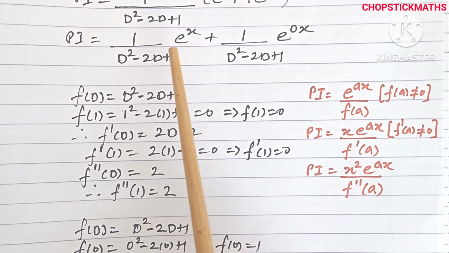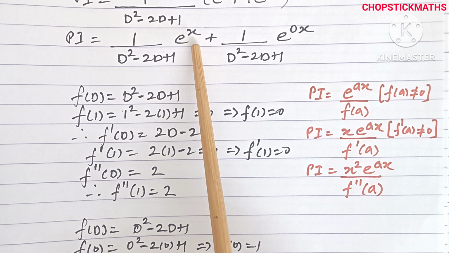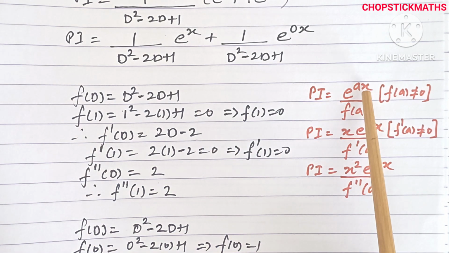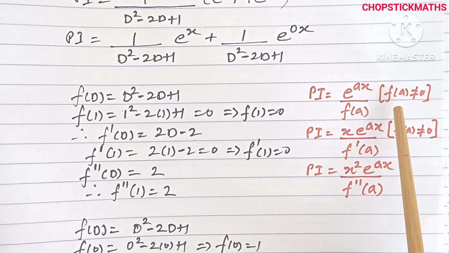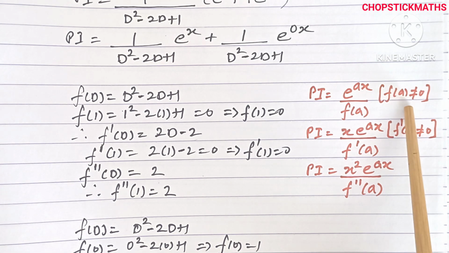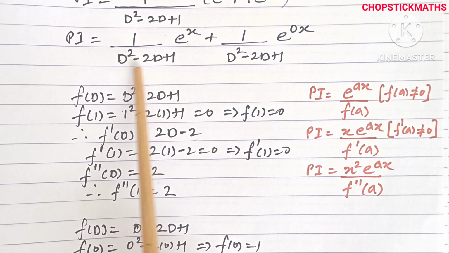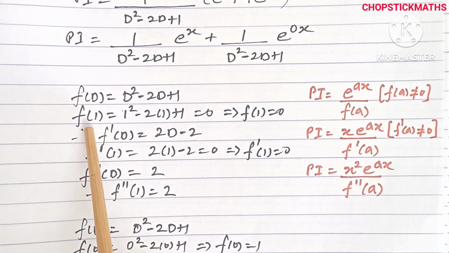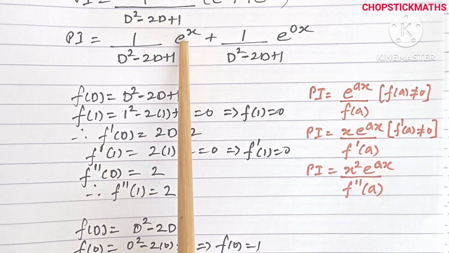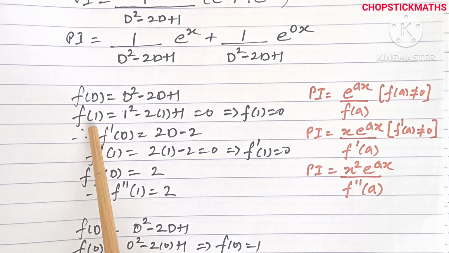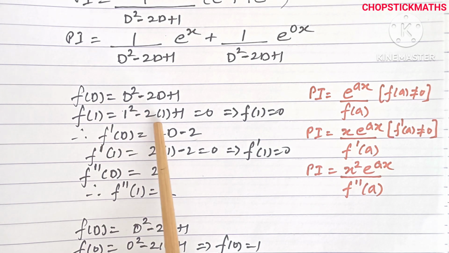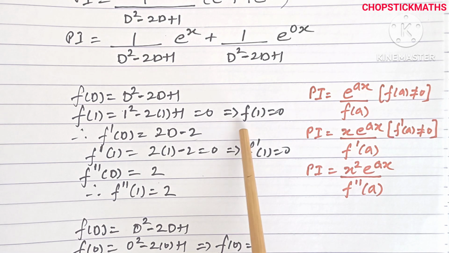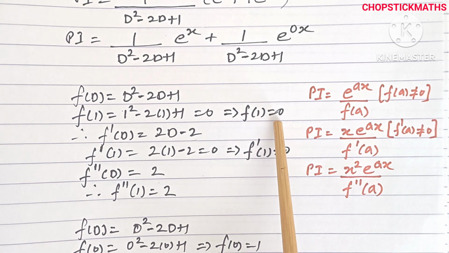Now, since the function here is e raised to x type, we can use the formula particular integral is e raised to ax upon f of a, provided f of a is not equal to 0. So, this is f of d, which is d square minus 2d plus 1. Therefore, f of 1, as a is 1 here. So, f of 1 is 1 square minus 2 into 1 plus 1, that is equal to 0. So, we can see here that f of 1 is 0.